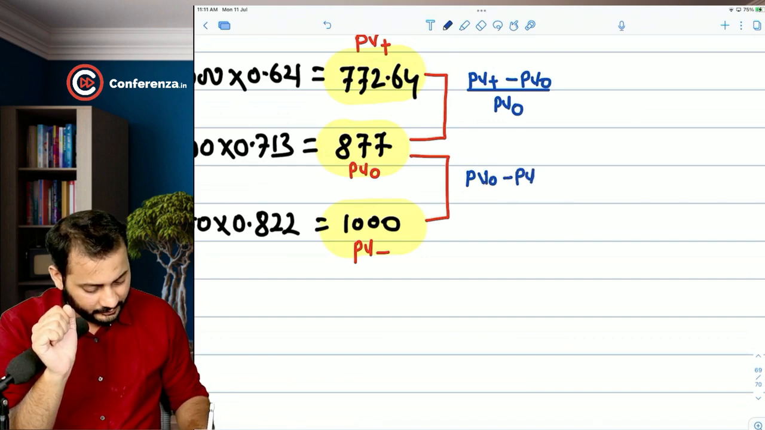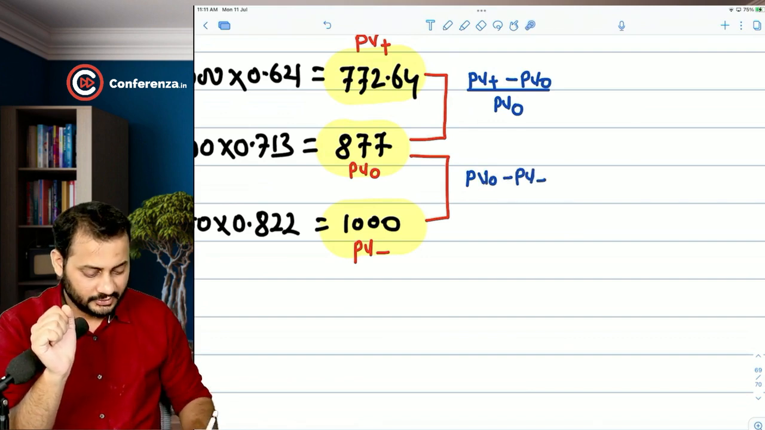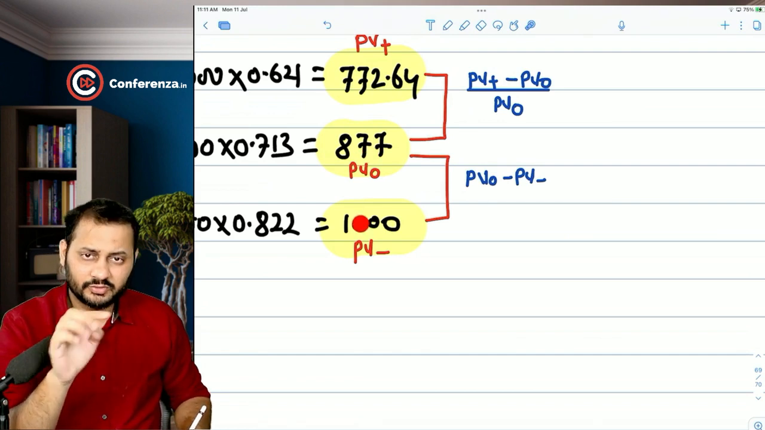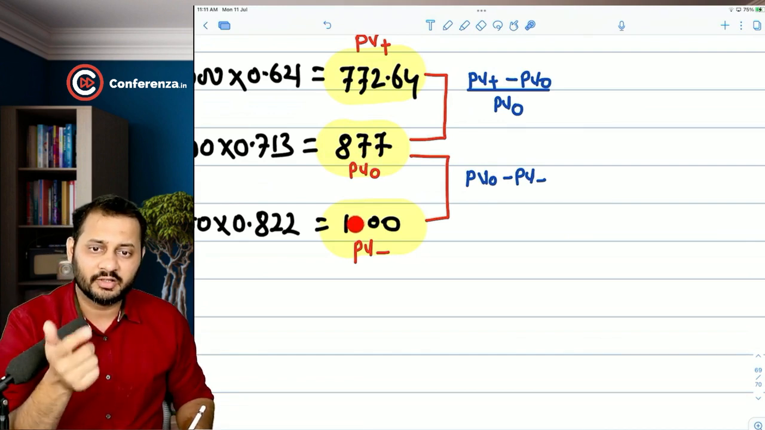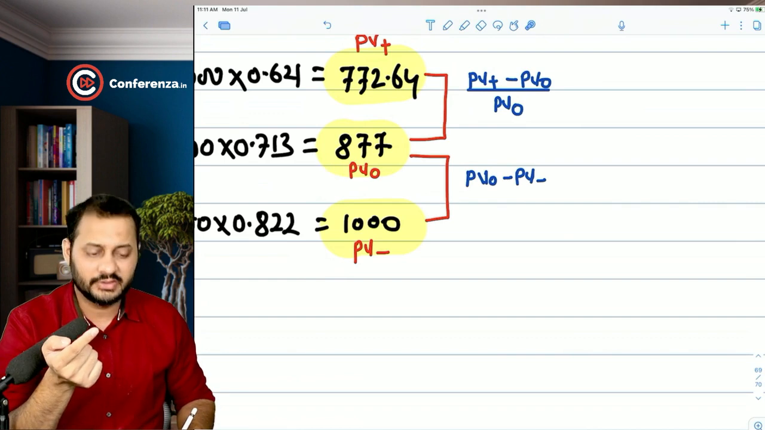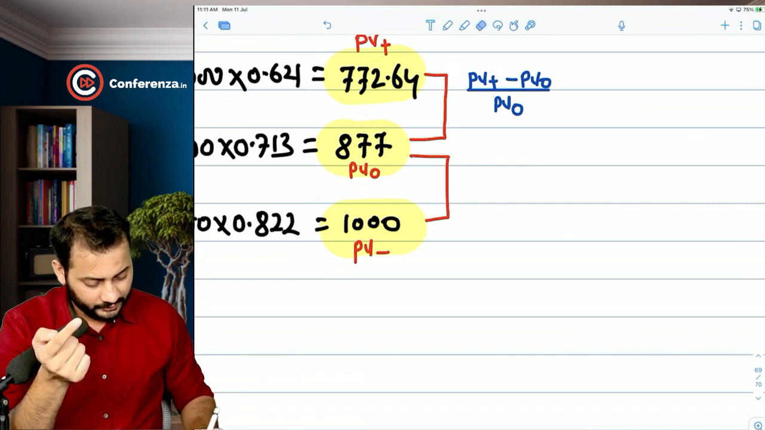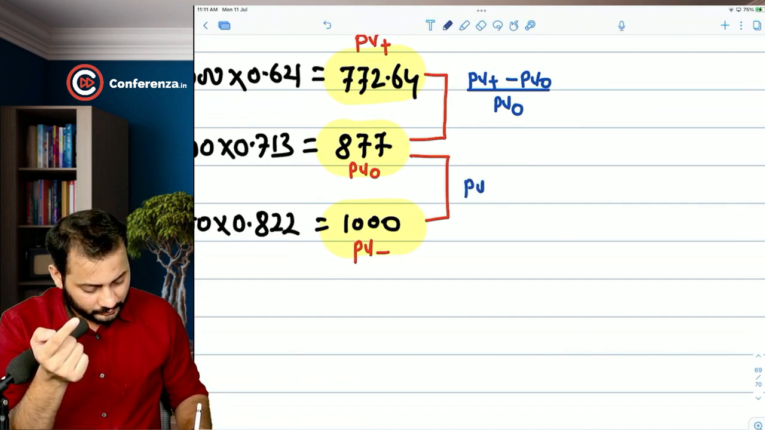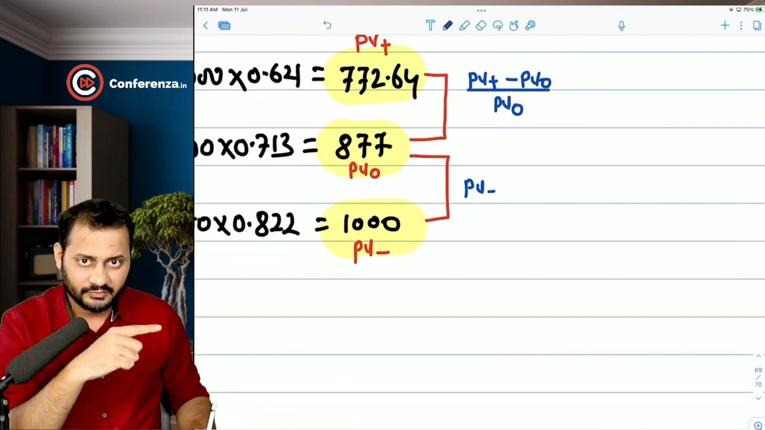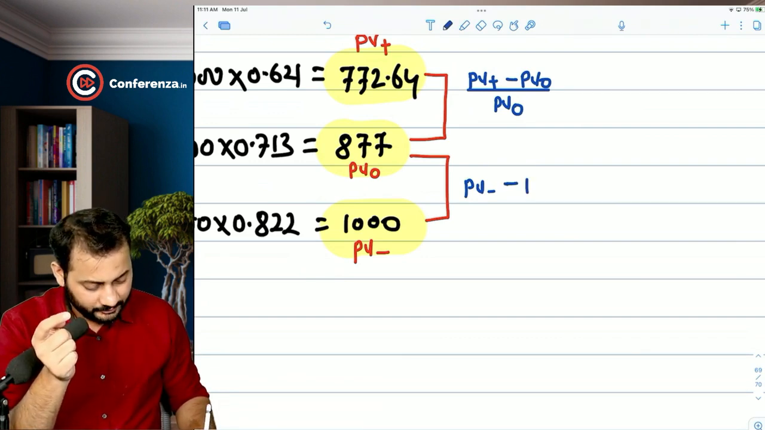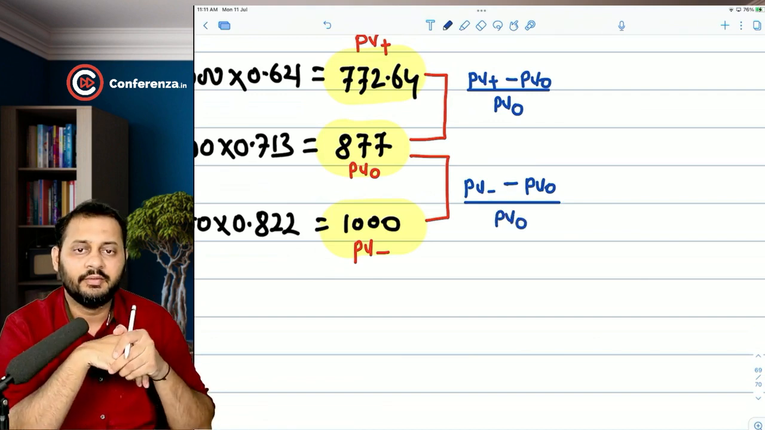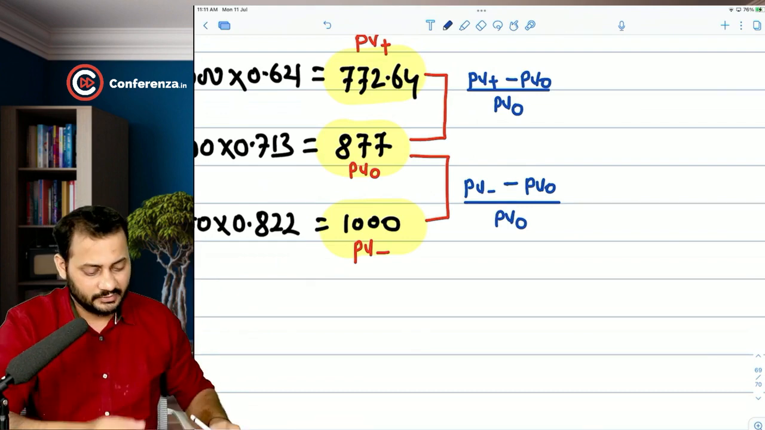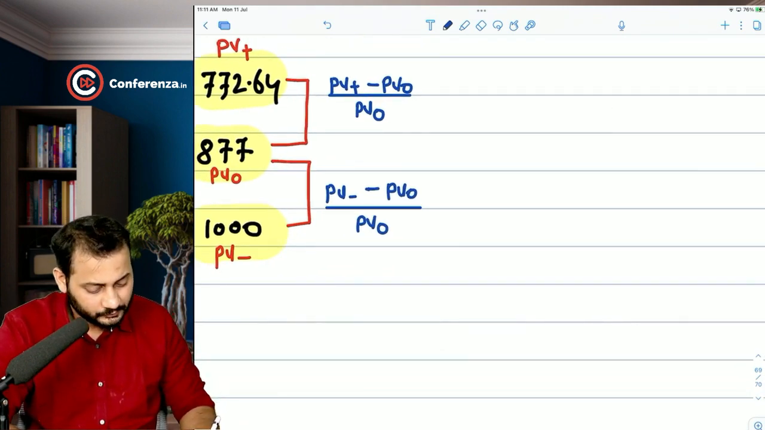PV minus PV0. What does that mean? 877 minus 1000? No sir. We want a positive figure. So PV minus PV0, do it like this, and you will get a positive figure. So it means 1000 minus PV0 divided by PV0. Am I right? The base figure will be 877. So let's calculate this. Let's put down the figures and find out the answer.